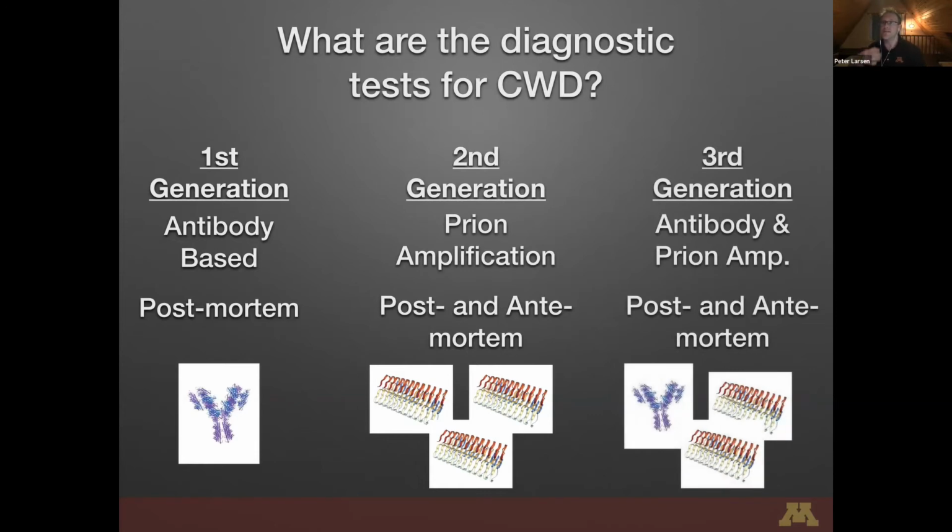Third-generation tools, this is an area that our research team is working on, where we want to take it to a next level. How can we leverage what we know about first and second generation tests? Can we use both antibodies and prion amplification in parallel to get to a really high sensitivity and potentially portable CWD test, okay? That can be used for both post-mortem and ante-mortem samples.